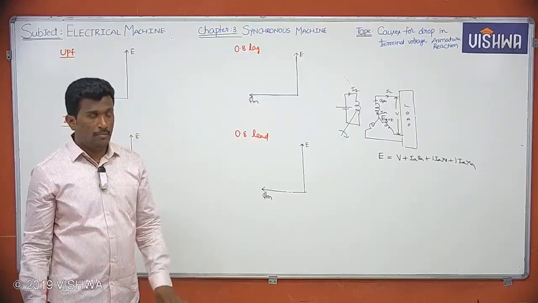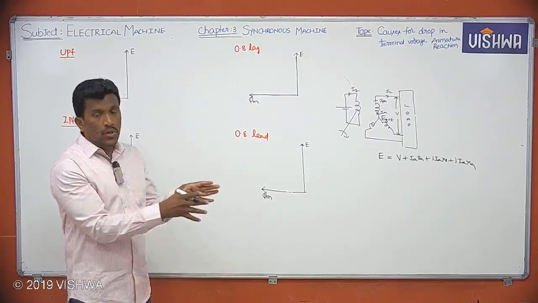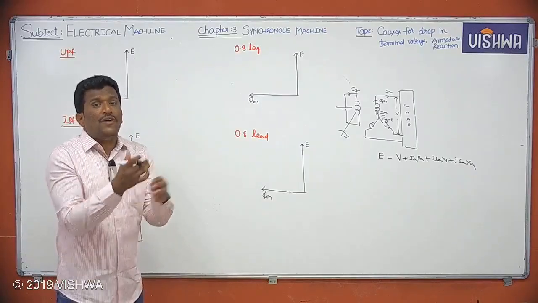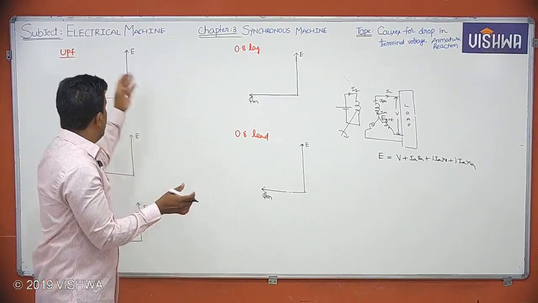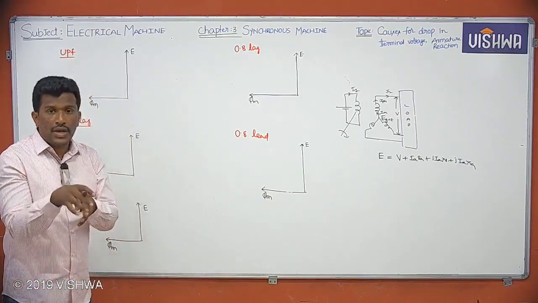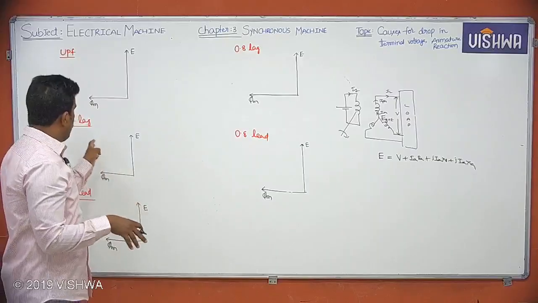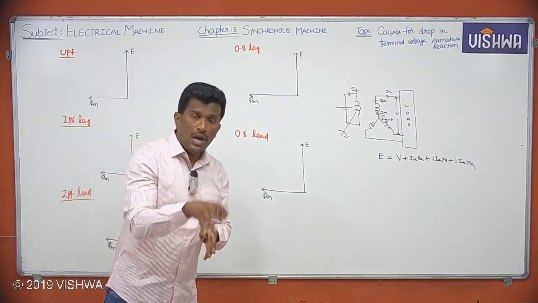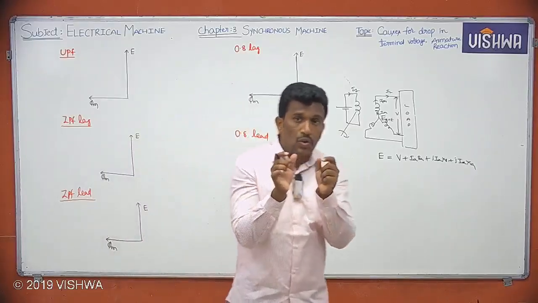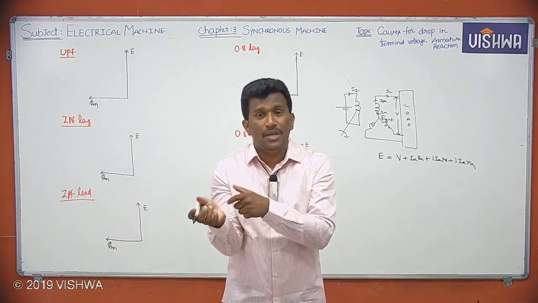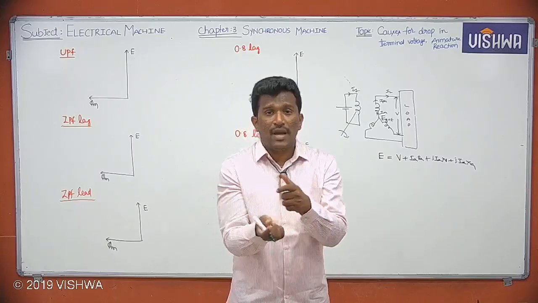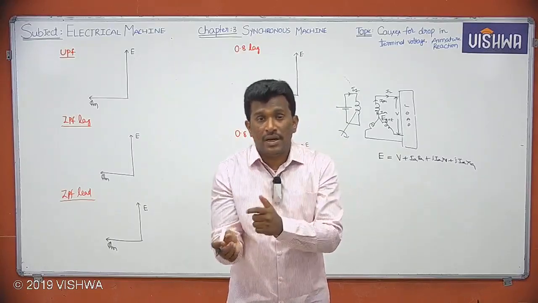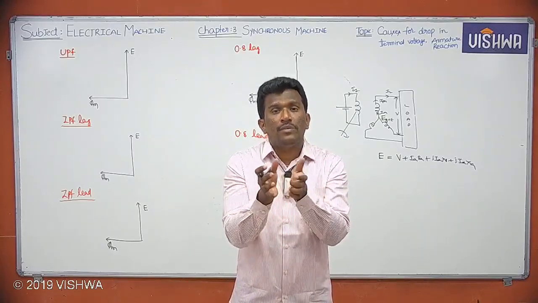No doubt. But in this topic, we want to know only the effect. I mean, because of UPF loads, what is the effect of armature reaction in the alternator? Because of ZPF lag loads, what is the effect of armature reaction in the alternator? So I want to know only the effect, whether it is CME, cross magnetizing effect, or demagnetizing effect, or magnetizing effect. Like that, I want to know the effect of armature reaction.